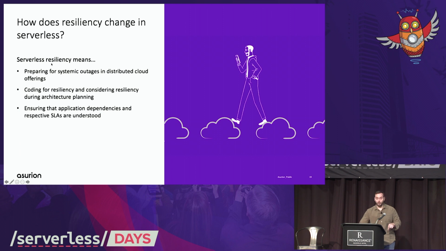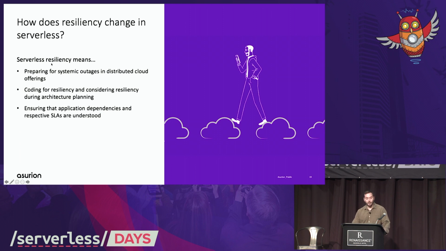So to me, resiliency partially means preparing for systemic outages in distributed cloud offerings. And my team has chosen to mitigate this by implementing a multi-region architecture. And this works because AWS is very good at compartmentalizing updates to specific regions at a time. So if they're changing underlying compute resources or they're rolling an update to a product, that most likely only occurs in one region at a time, so any subsequent outage from those actions won't occur in two regions simultaneously.